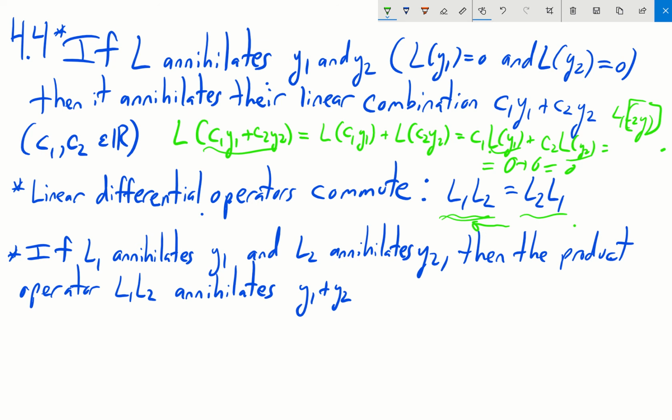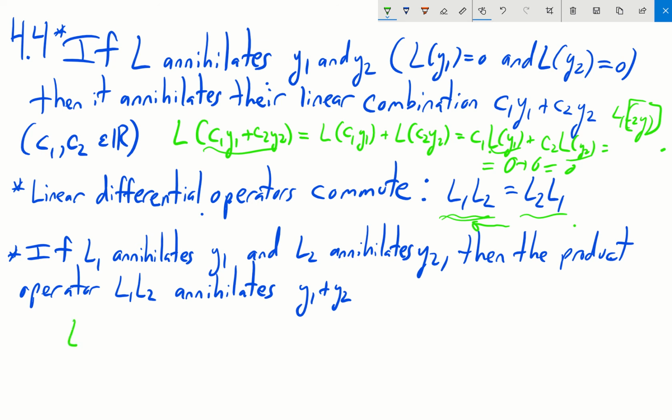Okay. And then the next thing that's going to be very important for us is the following. Let's suppose that we have two differential operators, L1 and L2, such that L1 annihilates a function y1 and L2 annihilates a function y2. Then the product operator L1 times L2 will annihilate y1 plus y2.